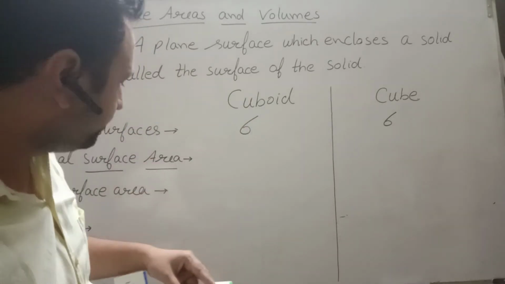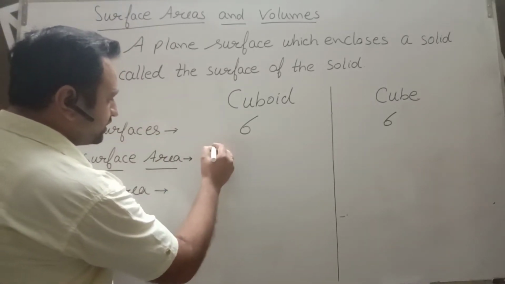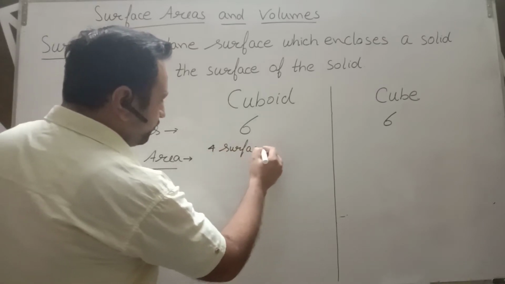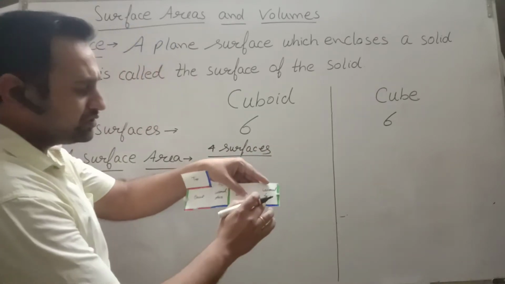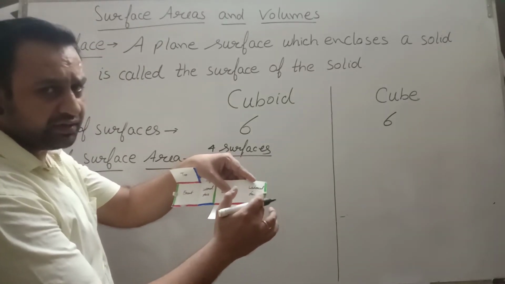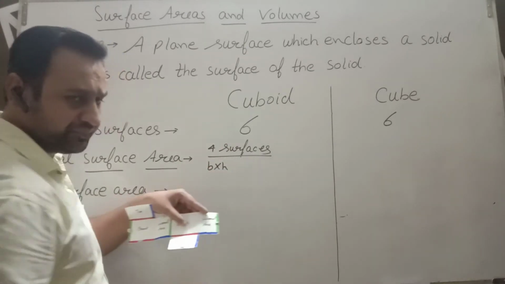So we just note down, in the lateral surface area there are a total of 4 surfaces. Of these, for this one surface, we have to consider breadth and height. So its area is breadth into height.